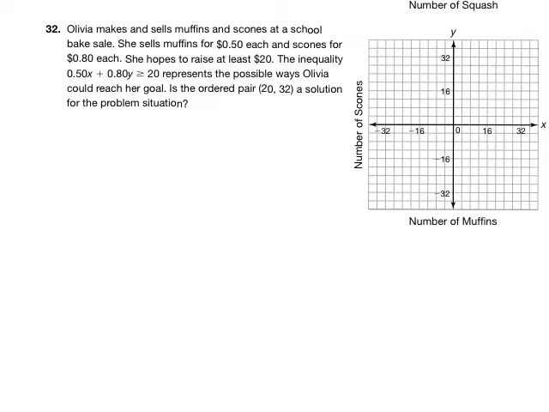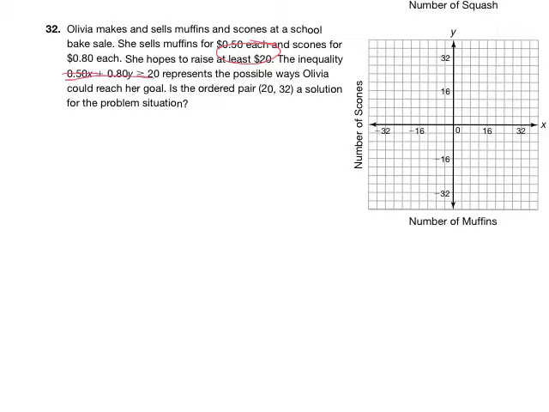And how much are muffins? They are 50 cents. And scones are 80 cents. She wants to raise how much? At least $20. So can she raise greater, $21? Okay. So what is your equation that you wrote down? Well, actually, they already have it for you, don't they? All right. You just plug.